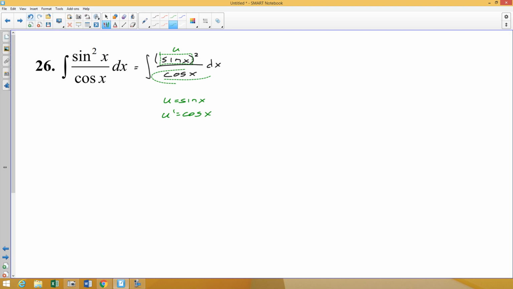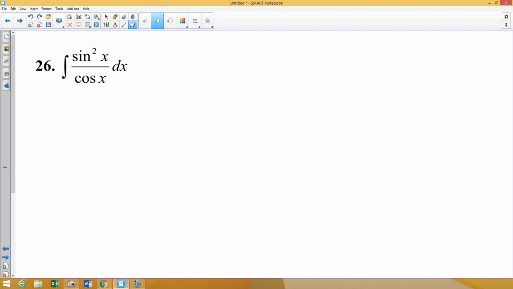However, that is not the same as cosine that I have here, because really this function, it's not sine squared times cosine. You could rewrite it as sine squared of x times 1 over cosine, which is not the same as just cosine. So we really need my u times the u prime. We have u divided by u prime. So it looks like u sub would work, but it turns out that it will not.